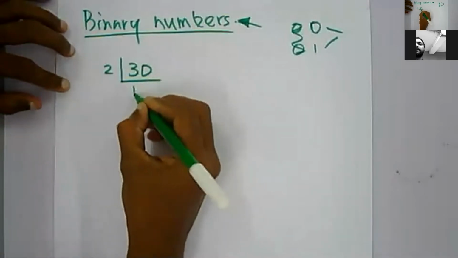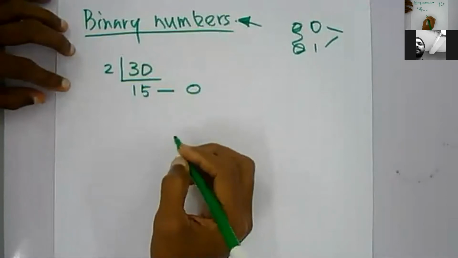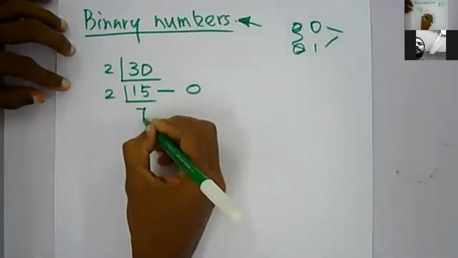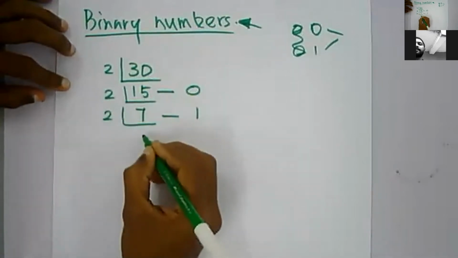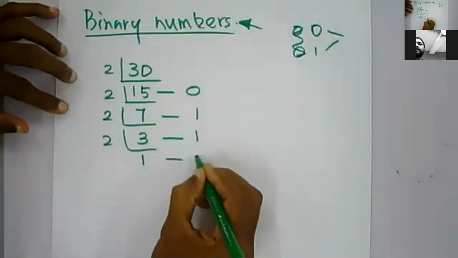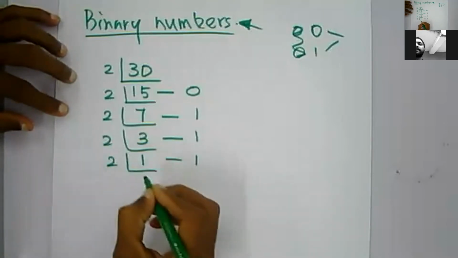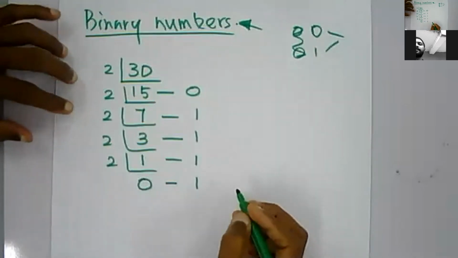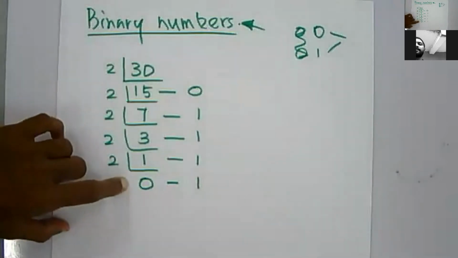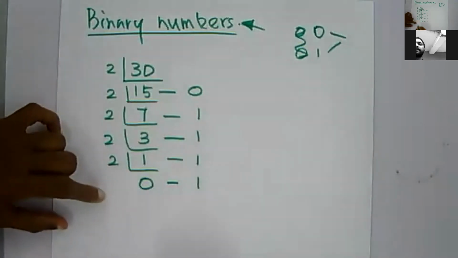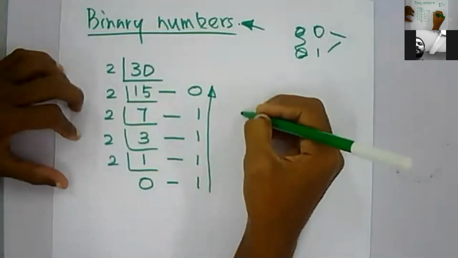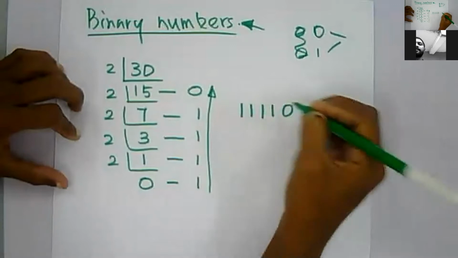So I divide by 2, this becomes 15, and I have 0 as my remainder. Again, I divide this by 2. 7 times 2 is 14, plus 1, so 7 times and 1 remainder. By 2, I could say 3 times and 1 remainder. By 2, I can write it as 1 time and 1 remainder. Again, if I divide by 2, it is 0 times and 1 remainder. If you want to convert a number into a binary number, you should divide until you have 0, and then write the remainders from bottom to top. So your equivalent number will be 11110 binary.